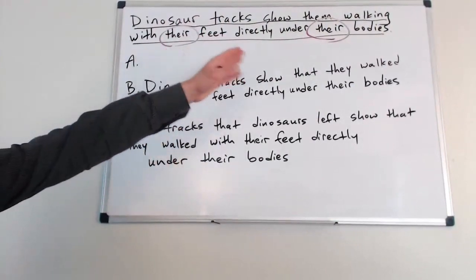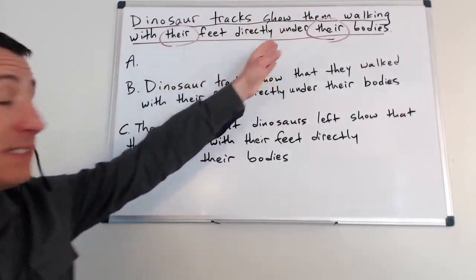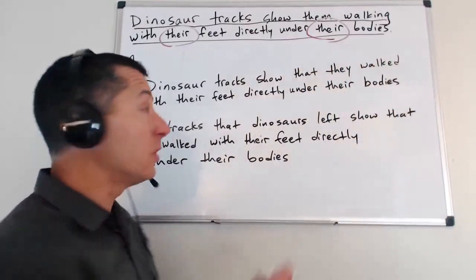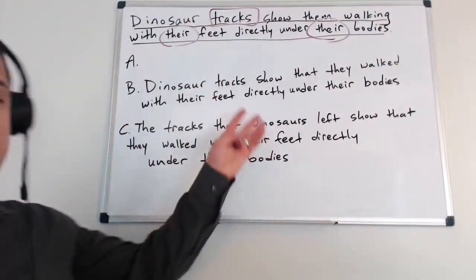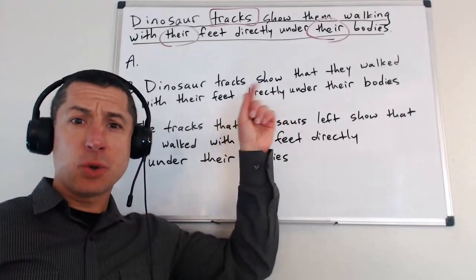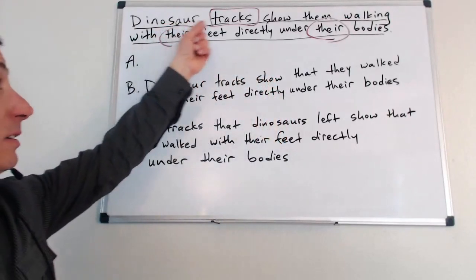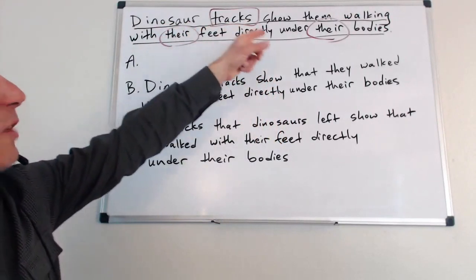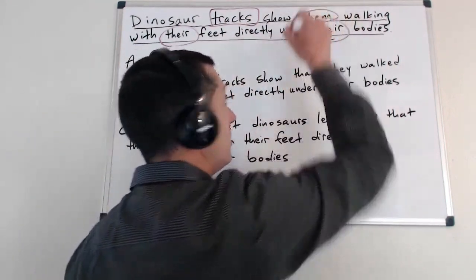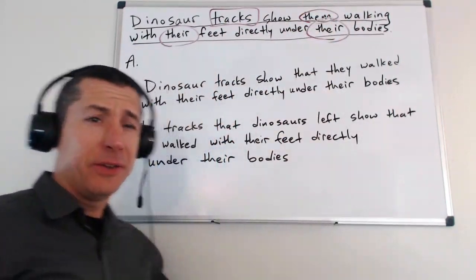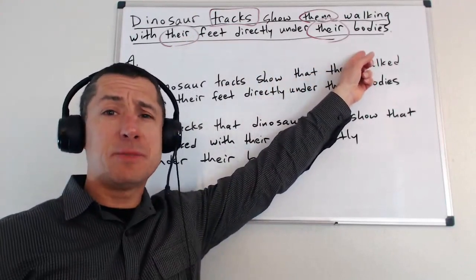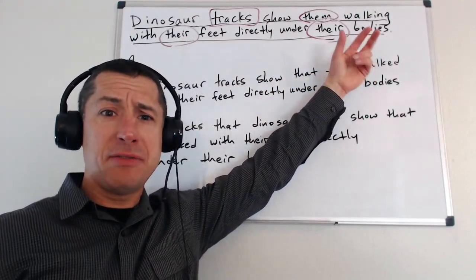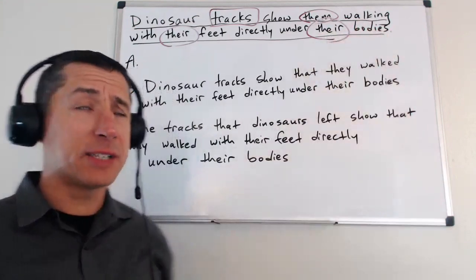So we've got the word "there" appearing twice. So my job is to say, where's my plural? Well, it's tracks. It's my only plural. No other options there. So dinosaur tracks, dinosaur is singular, tracks are plural. Dinosaur tracks show the tracks walking with the tracks' feet directly under the tracks' bodies. That's pretty weird. I don't think dinosaur tracks have bodies. I don't think dinosaur tracks walk.